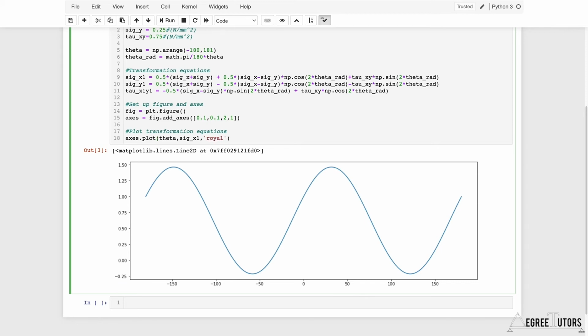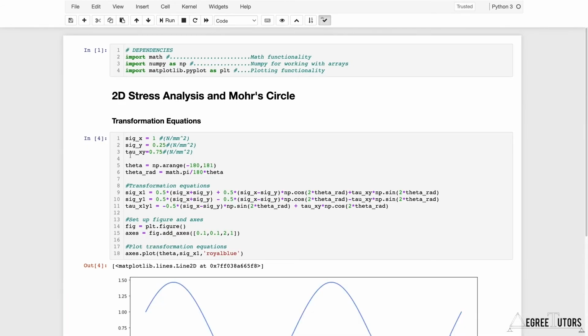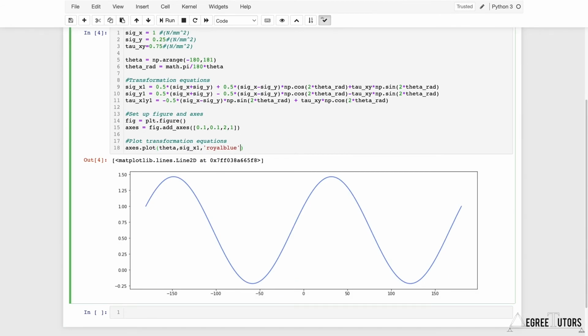Royal, and I like this color, royal blue. So that might be royal blue actually. Is that royal blue? No, that's royal blue. So I'm just defining the color of the plot. What will I do next? I will set a label. So the label for this plot is going to be normal stress.